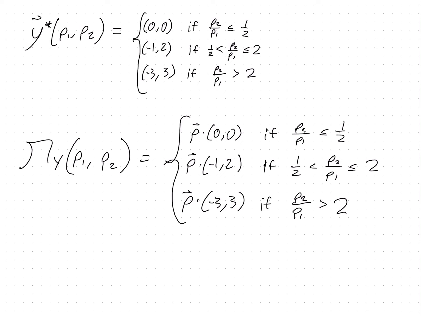And all we have to do is evaluate these. This one evaluates to 0. This one evaluates to negative P1 plus 2P2. And this one evaluates to negative 3P1 plus 3P2. So here we have our optimal y and our profit function. In the next video, I'm going to do some geometric intuition behind this.